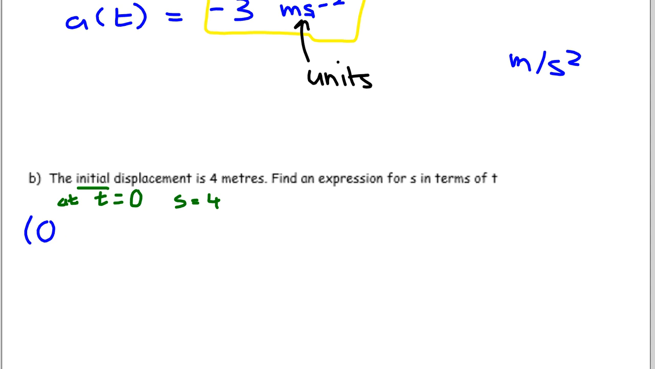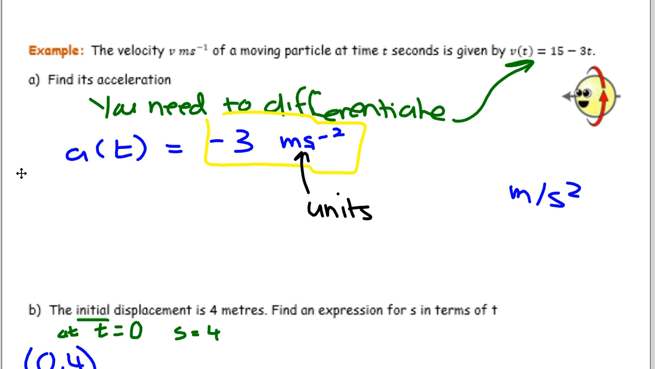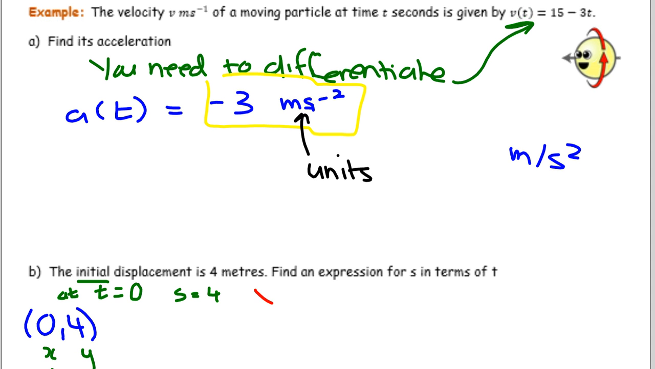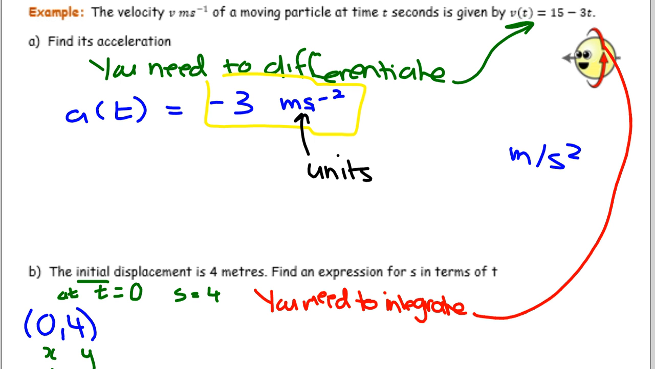So I'll write the coordinate 0, 4. It's as if it's x and y, but it's not. It's s and t this time, or you could think of it as t and s, if you prefer. Do we have to integrate or differentiate the velocity to get the displacement? Integrate, yeah, good. So we need to integrate this time, and then solve for c. Integrate not the acceleration of course, but the v.